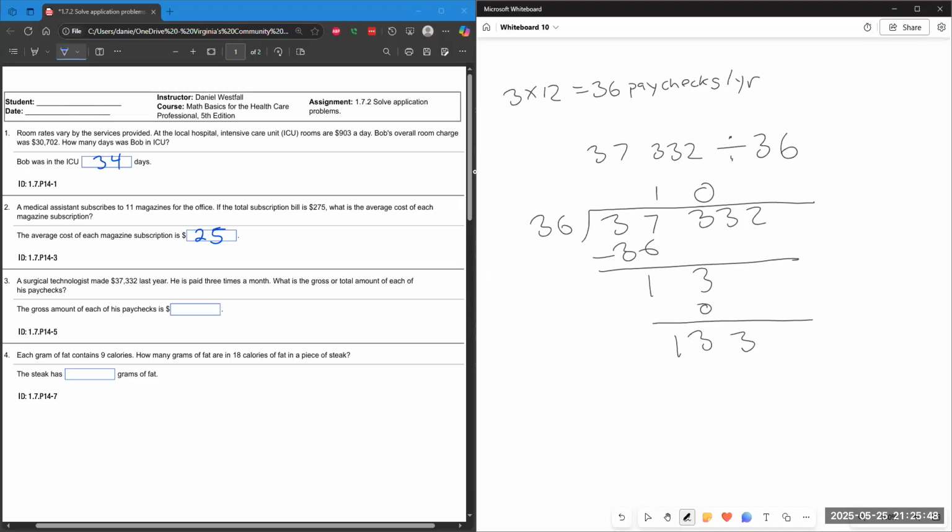Let's try 4 because 4 times 30 is 120. So this is 4 times 6 is 24. This is going to be too big, 144. So let's go down to 3. 3 times 6 is 18. 3 times 3 is 9, plus 1 is 10. That's good. Let's borrow. 13 minus 8 is 5. 2 minus 0 is 2. Let's bring down this 2.